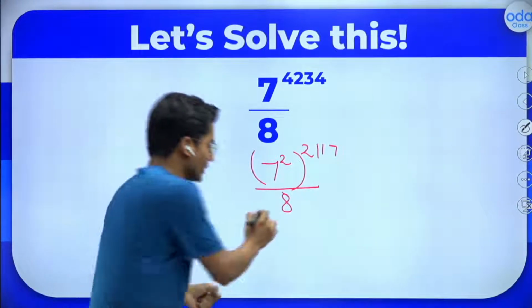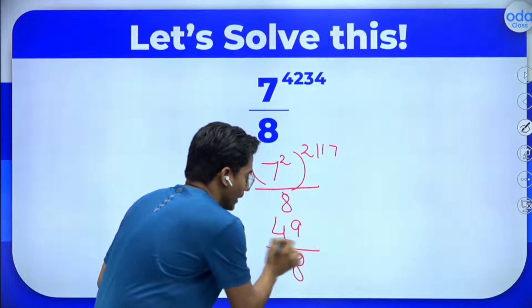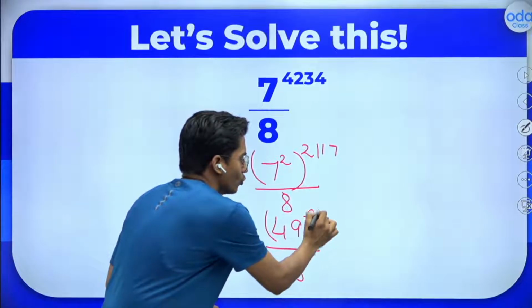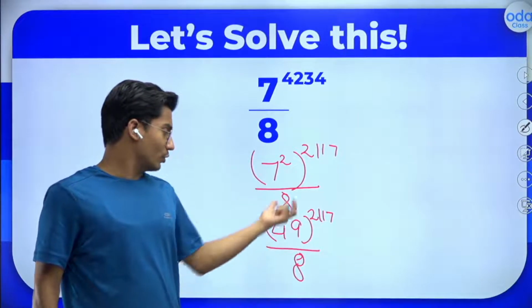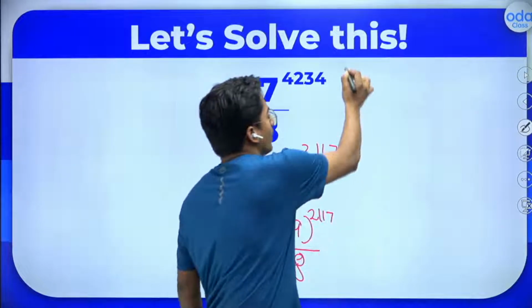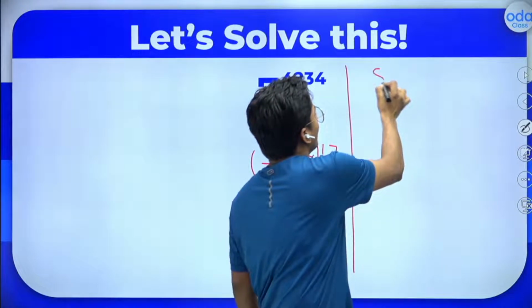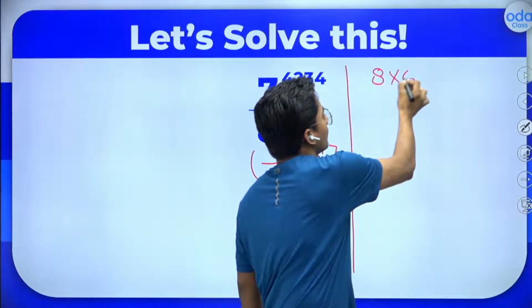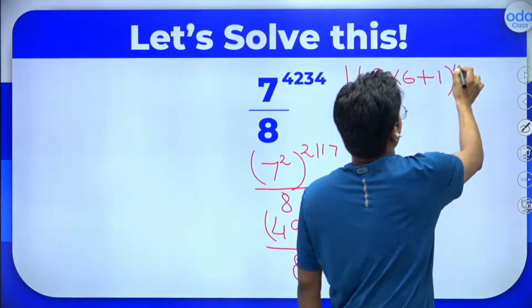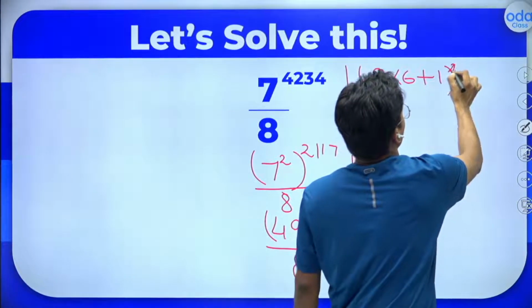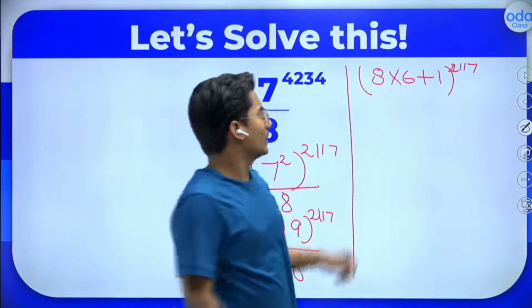So here we have got this as 49 upon 8, and the exponent will always be there, that is 2117. Now I know most of you have got the idea of how we are going to solve it. Again, 49 can be written very easily as 8 into 6 plus 1, with exponent 2117, whatever be the exponent, it is not going to matter here.